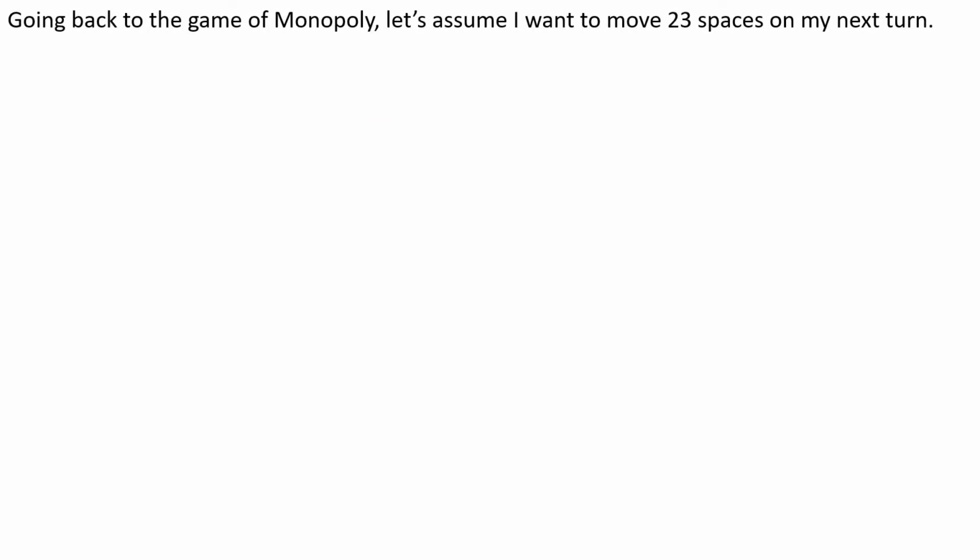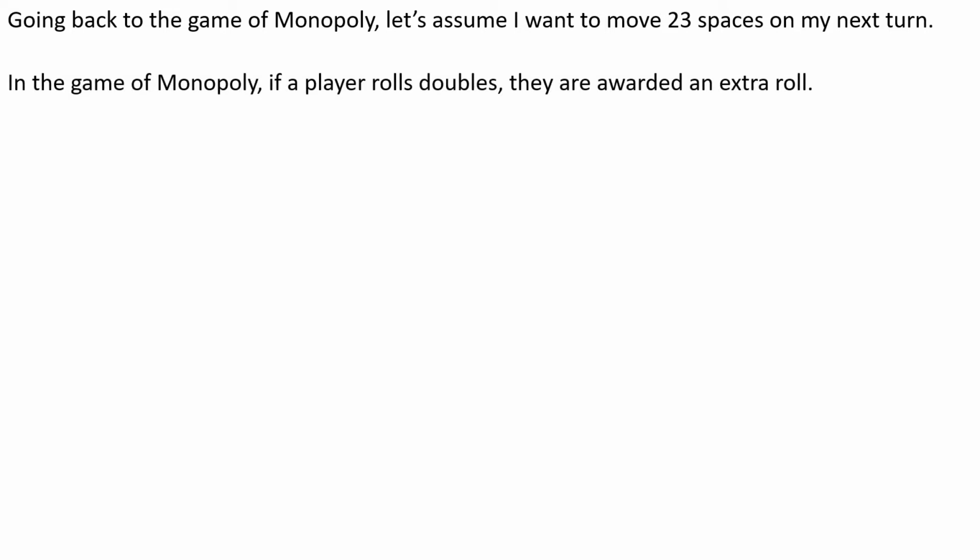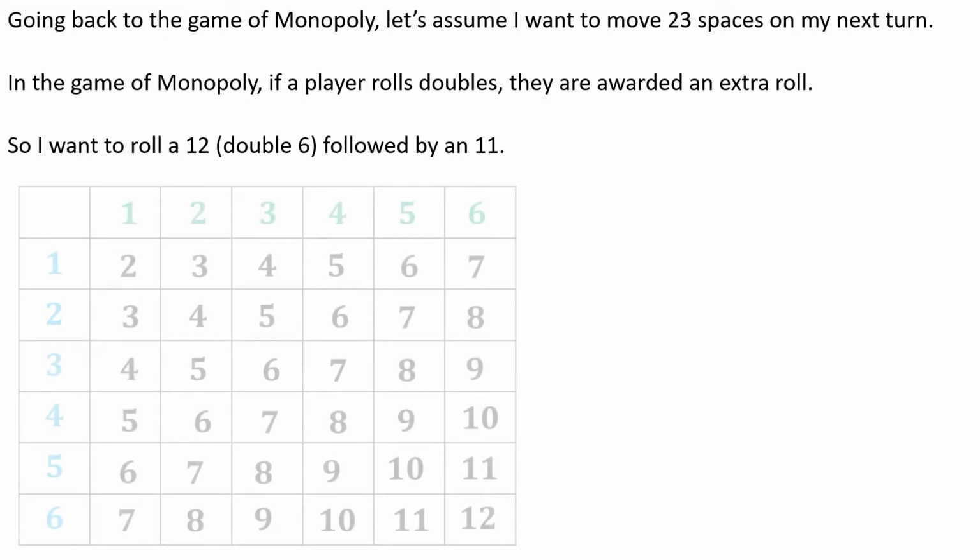So let's go back to the game of Monopoly for a moment, and let's pretend I really need to move 23 spaces on my next turn. Well, if you say that's impossible, when you play Monopoly, if you roll doubles, you get to go again. So if I want to go 23 spaces on my turn, I would need to roll a 12, which is double 6, and then have that followed by 11, because 12 and 11 makes 23.